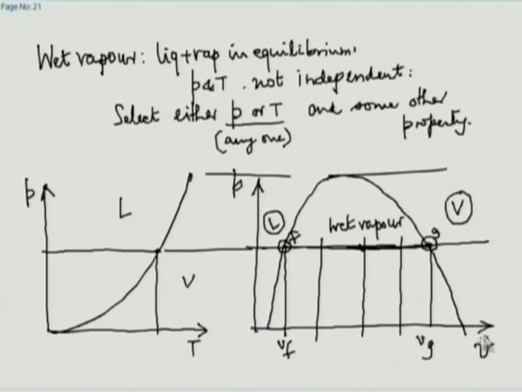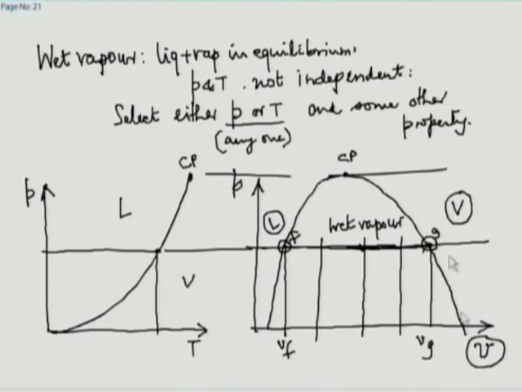Now, I have selected volume. One can select enthalpy, one can select entropy, one can select internal energy. The characteristic is going to look very similar. There is going to be a liquid point, there is going to be a vapor point, and there is going to be the wet vapor in between. This is the critical point where we have seen that the distinction between liquid and vapor vanishes. So, the liquid point will be at the top of this.